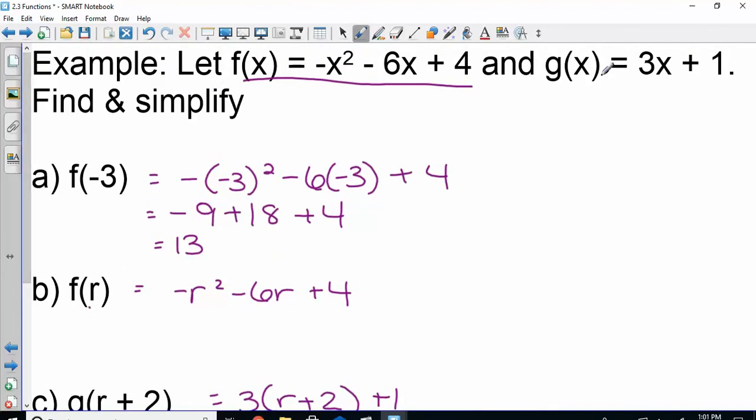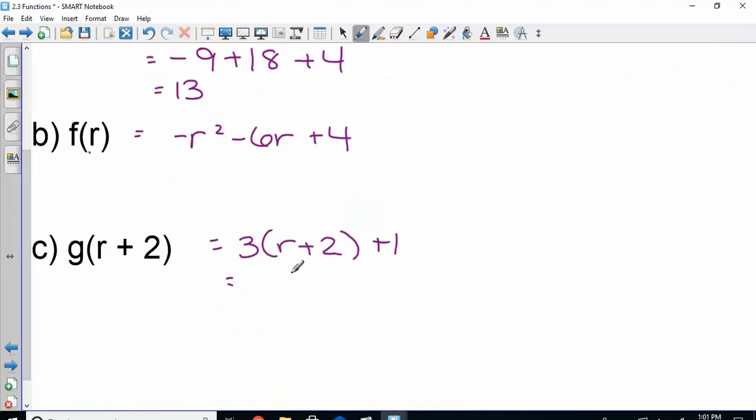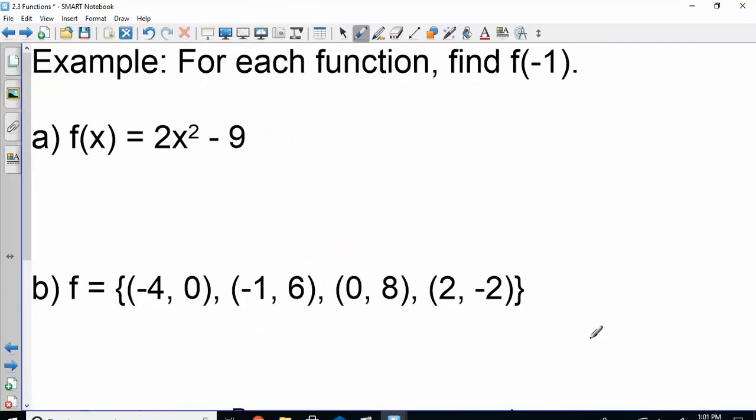Oh, we're doing g. So we can distribute, so we get 3r plus 6 plus 1, or 3r plus 7. So the last slide I want to do, I'd like you guys to take a second and see if you can do this one on your own, and then we'll talk about it.